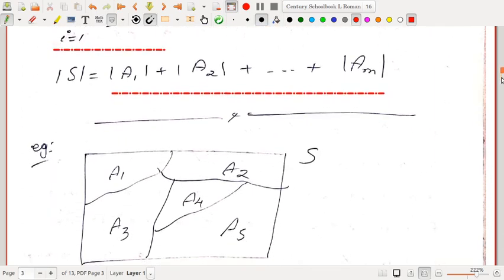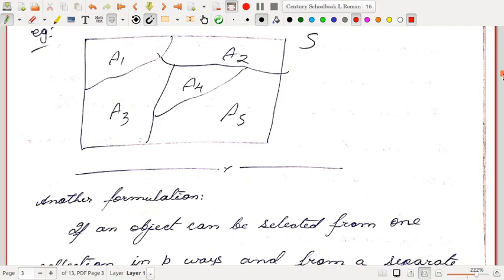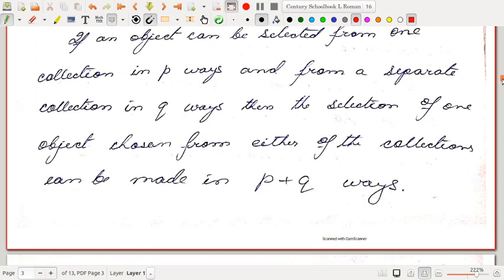Okay, so this is how it looks in a diagram for, say, 5 sets. Okay, so the set S is A1, A2, A3, A4, A5, and all these sets are mutually disjoint and their union is S. So the number of elements of S is the sum of the number of elements in the individual sets. Okay, so this addition principle can also be stated in the following way.